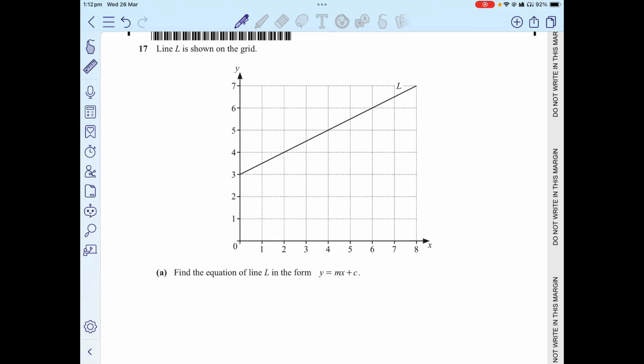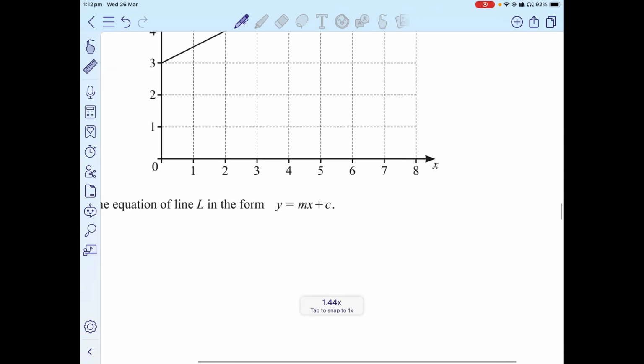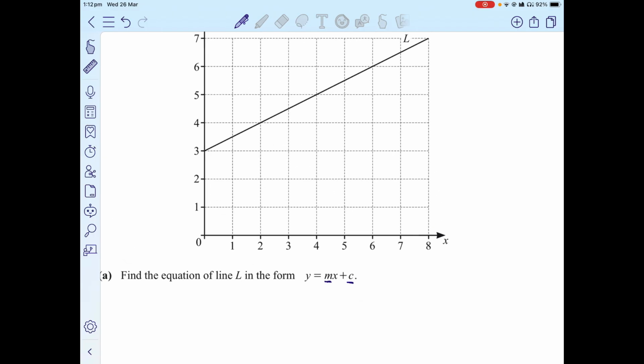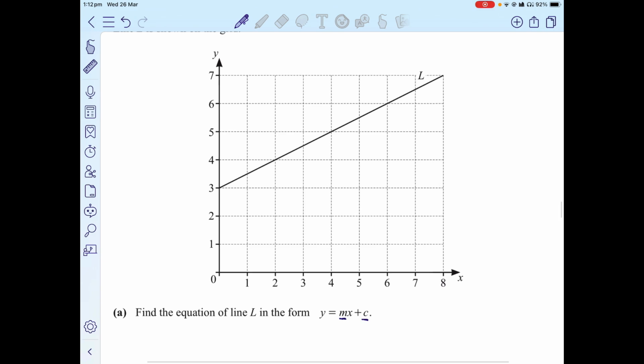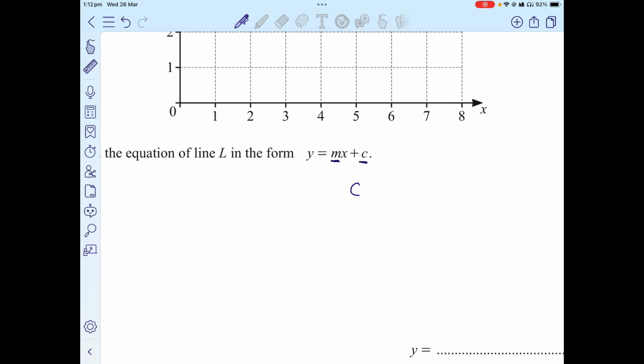It says to find an equation for the line L in the form y = mx + c. Now here y and x are variables, so we only have to find two values: the value of m and the value of c. Now what does c mean? The c basically means the y-intercept, which is where the line touches the y-axis. As we can see, this line L touches the y-axis at 3, so the c value would obviously be 3.